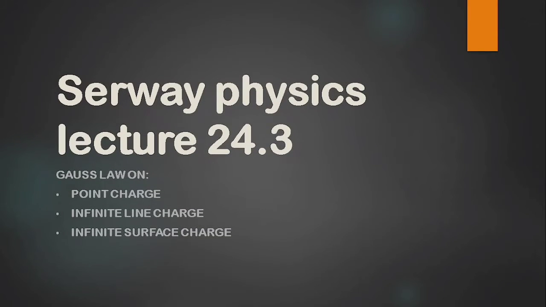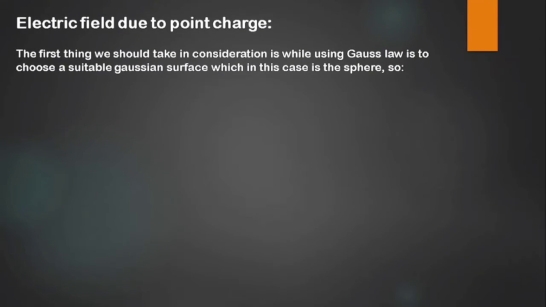In this video, we will discuss chapter 24, section 3 in Serway Physics. Firstly, we will explain how to get the electric field due to a point charge using Gauss's law. To use Gauss's law, we have to choose a suitable Gaussian surface, which is a sphere in this case.